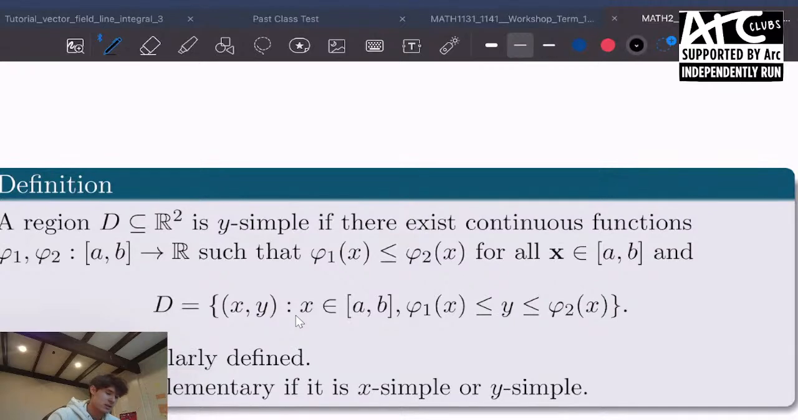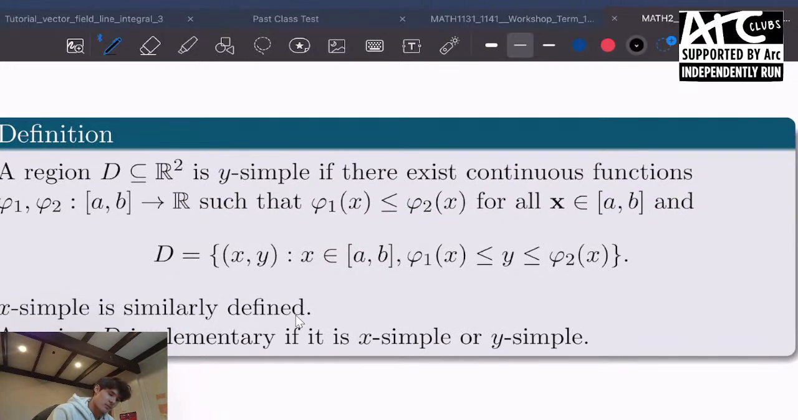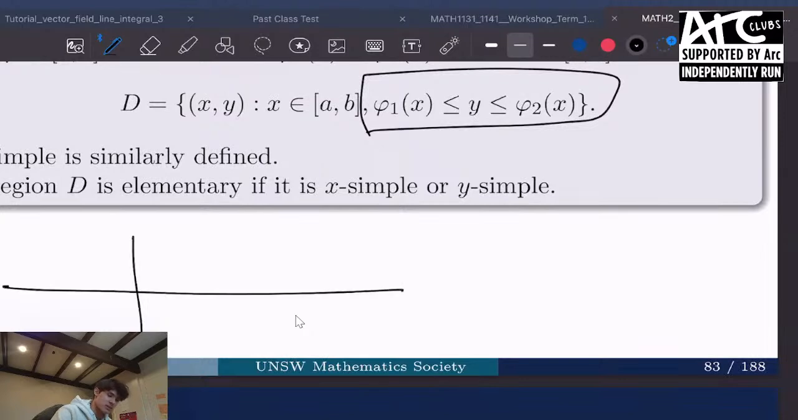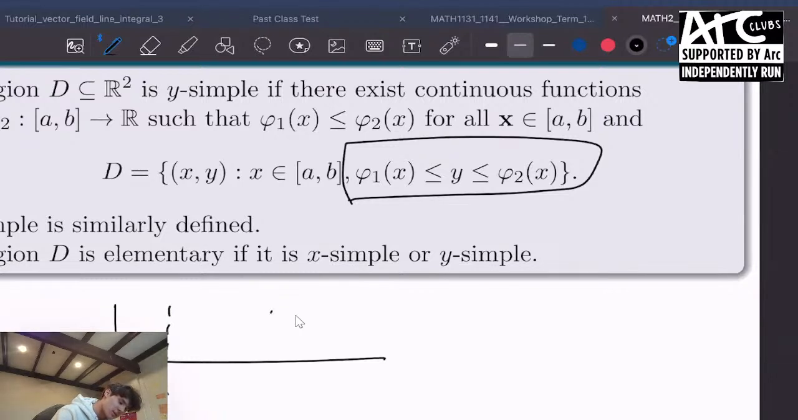Well, first of all, we need to consider the notion of regions. A region is y simple if there exist continuous functions such that the following is true. The easiest way to think about this is using a diagram. We need x to be bounded from a to b, okay? And we need y to be bounded by two functions. For example, this would be perfectly fine because y is bounded by two functions, specifically phi1 and phi2. So really, when it comes to x simple and y simple regions, it's about being bounded by continuous functions.